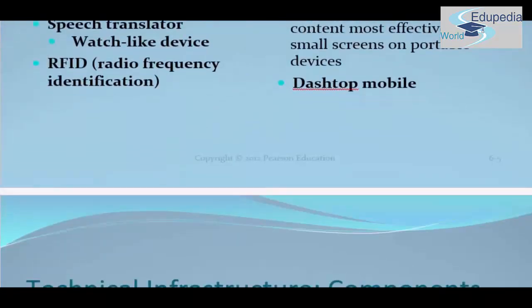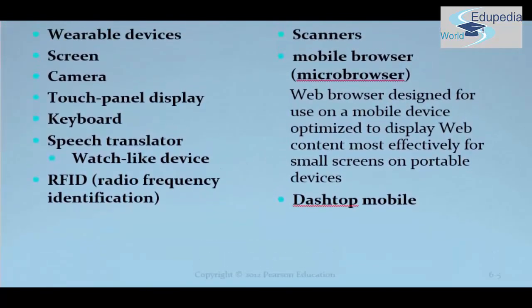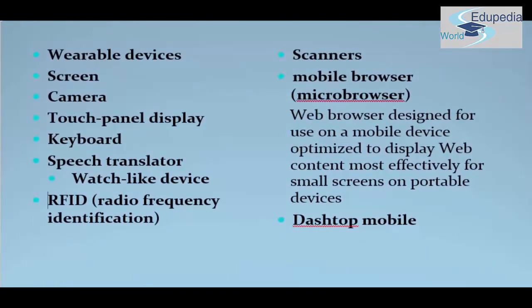Okay, what we have here is the camera, the wearable devices, screen, camera, touch panel display, keyboard, speech translator, watch-like device, RFID, that's radio frequency identification, scanners, mobile browser, micro browser, a web browser designed for use on a mobile device, optimized to display web content most effectively for small screens on portable devices and desktop mobile.